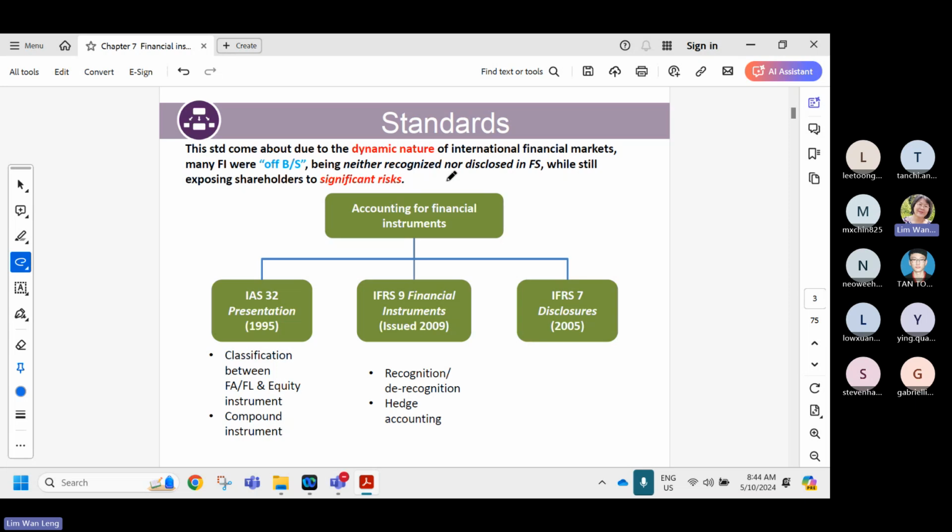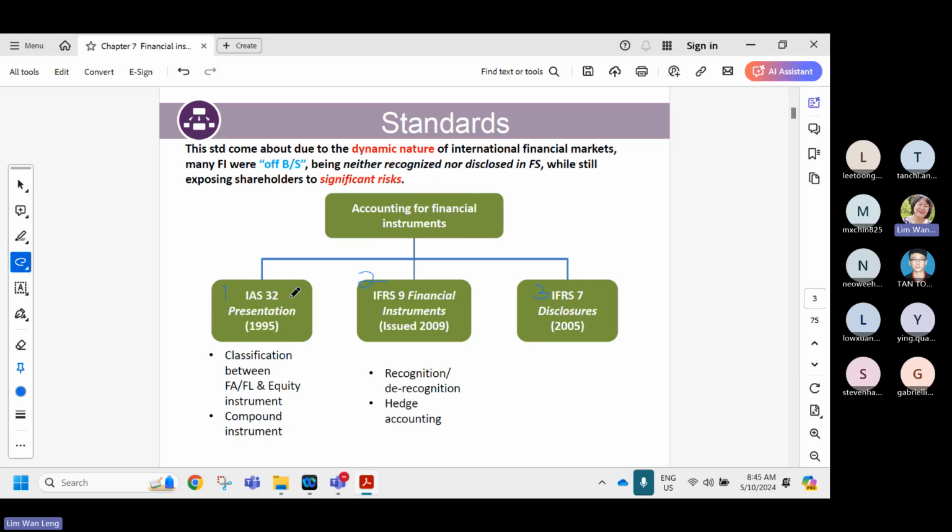Same thing with financial instruments. Because business transactions, especially in the financial sector, have become so complicated, we actually need a standard to capture all these so that the users of financial statements are well informed. So accounting for financial instruments comes into the picture. The first standard that we will be looking at is IAS 32. This will be the first standard, IFRS 9 will be the second, and the third one is IFRS 7. IFRS 7 is with respect to disclosures.